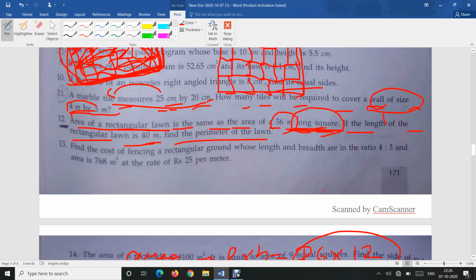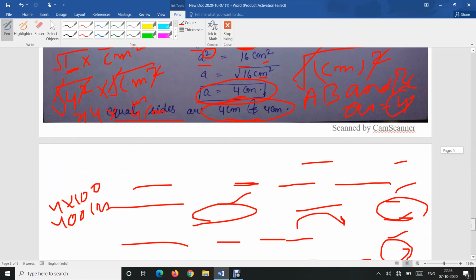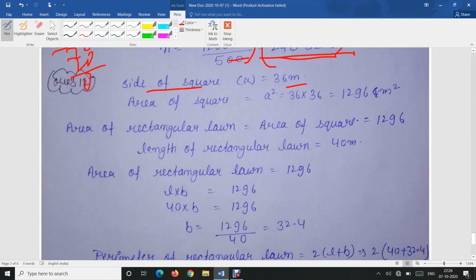For that the side is given, because to find out the area of a square you will require the side of the square, because the area of a square is equal to side multiplied by side. The side is given as 36 meter. After that, the length of the rectangular lawn is given, and you have to find out the perimeter of the lawn. So first of all you have to find out the area of the square. The side of the square is given as 36 meters, so the area of the square will be equal to side square, which is 36 multiplied by 36, which will be equal to 1296 meter square.